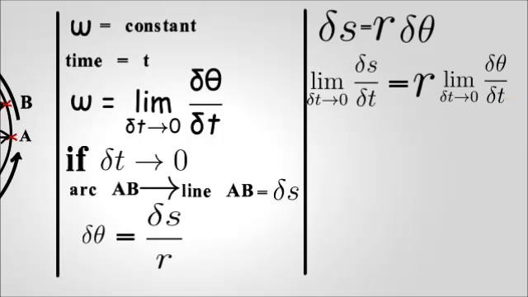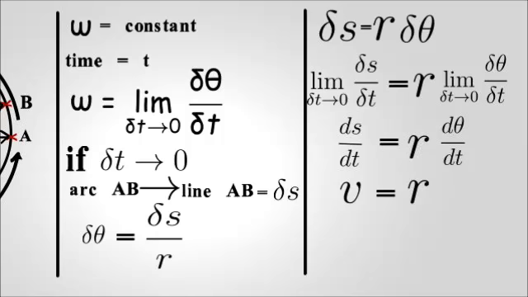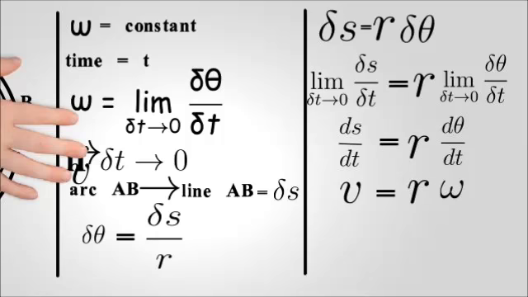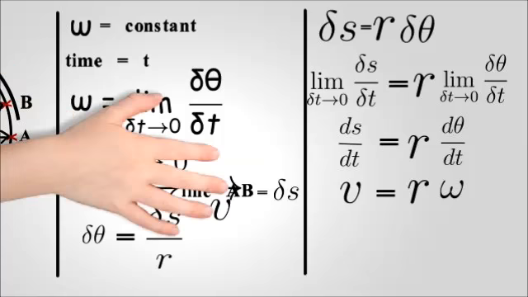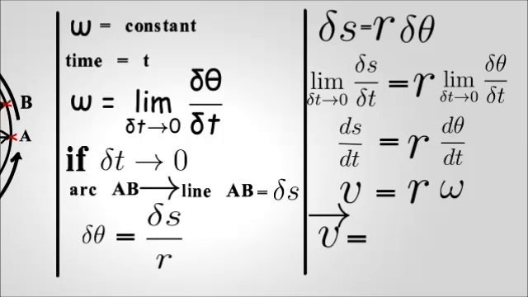The radius of the circular path is a constant, and what remains is the limit as Δt tends to 0 of Δθ by Δt, and it is given by dθ by dt. ds by dt is the linear velocity, and r is constant, dθ by dt is the angular velocity. Therefore, v is equal to rω is the relation between linear velocity and angular velocity. In vector form, vector v is equal to vector ω cross vector r.